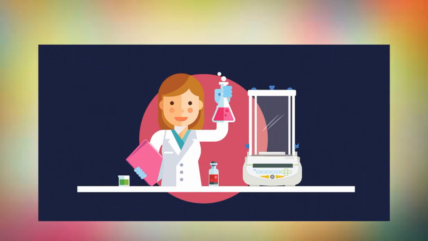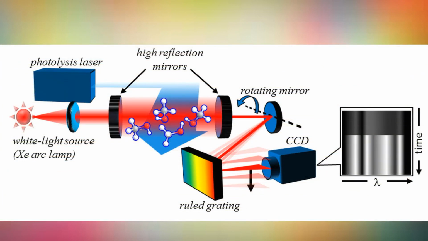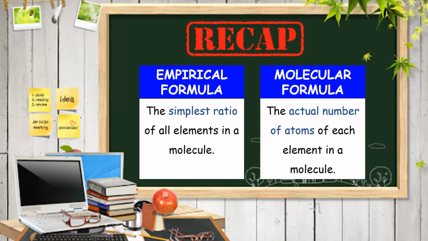Since 2 different molecules can have the same empirical formula, an elemental analysis is not sufficient to completely determine the identity of a molecule. Chemists have developed a wide variety of other qualitative analysis techniques, such as spectroscopic methods. Empirical formula can be defined as the simplest ratio of all elements in a molecule, whereas molecular formula is the actual number of atoms of each element in a molecule.